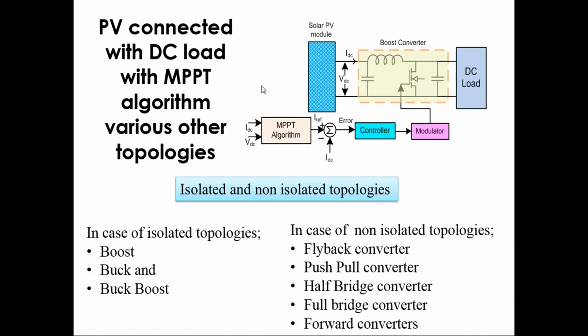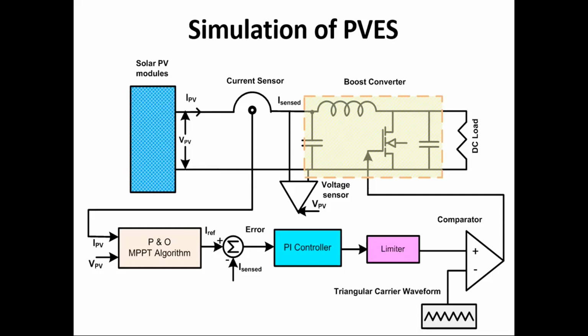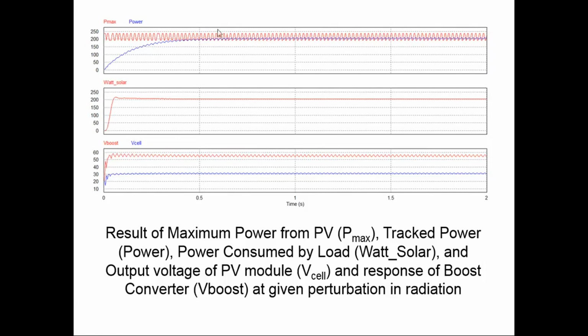Now, I'll try to demonstrate the adaptive one. So this is the algorithm I was talking about by the author. This part is an observe, and this part is newly introduced. I'm thankful to the author for providing such an efficient algorithm to generate the maximum power point methods. So we have introduced this in the solar PV modules with the boost converter. The error is given to the PI controller and limiter, the triangular voltage waveform is given to the boost converter, and we are getting this result for the same algorithm.